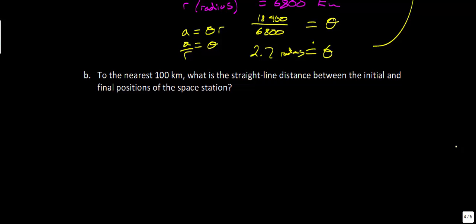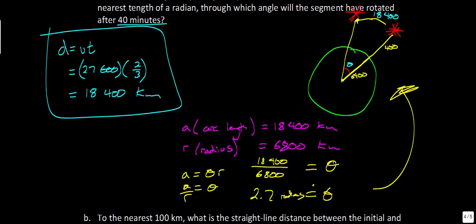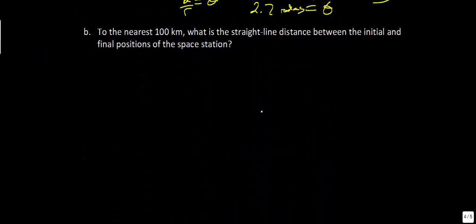Next right here it says, to the nearest 100 kilometer, what is the straight line distance between the initial and final positions of the space station? So they want the straight line distance between there. We realize that our diagram probably wasn't that close, but our diagram would look something like this. These are our radii, and then we had our space station right here, and what they want, rather than this arc, is the straight line distance right here.